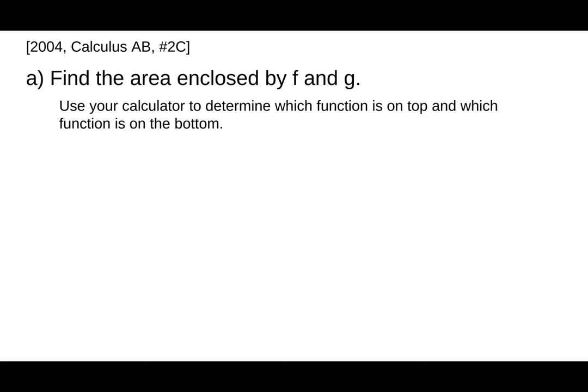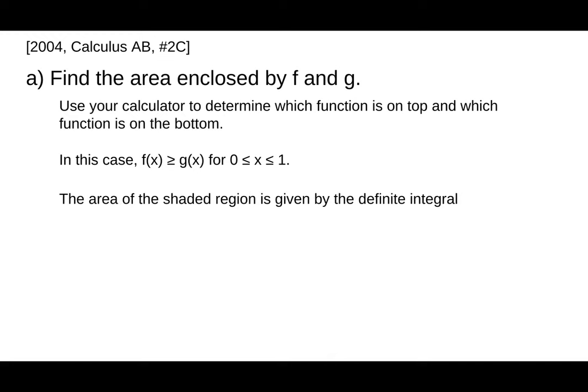All right, so it doesn't really tell you in the graph which function is which, so you do have to go to your graphing calculator, graph these two functions, or at least use some other kind of analysis to determine which function is which. You have to know which function is on top and which is on the bottom. In this case, f of x is greater than or equal to g of x for all x between 0 and 1. So the area of the shaded region is given by the definite integral from 0 to 1 of f of x minus g of x dx. So the integral from 0 to 1 of 2x times (x minus 1) minus 3 times (x minus 1) times the square root of x dx.